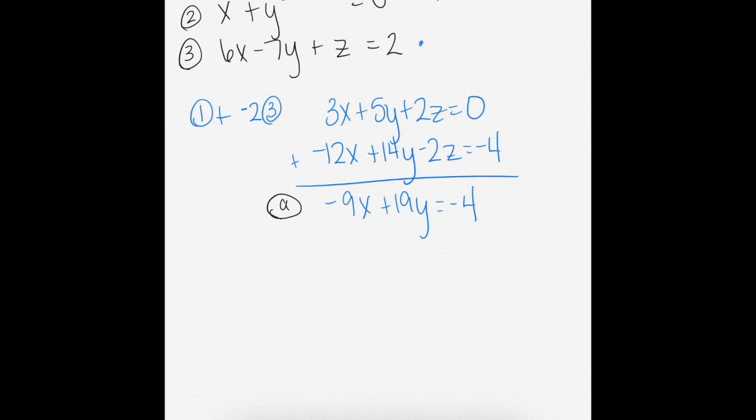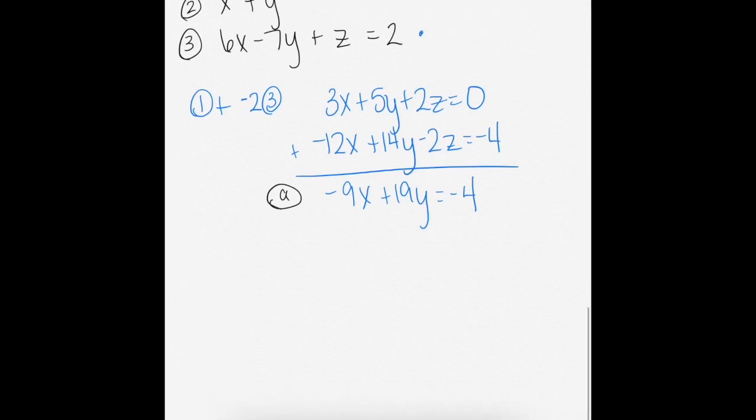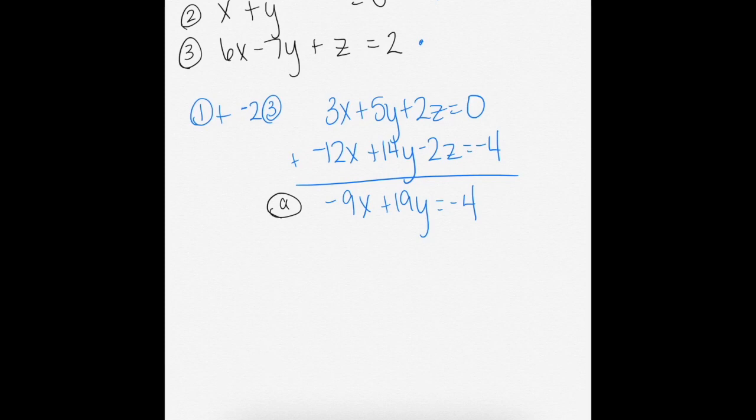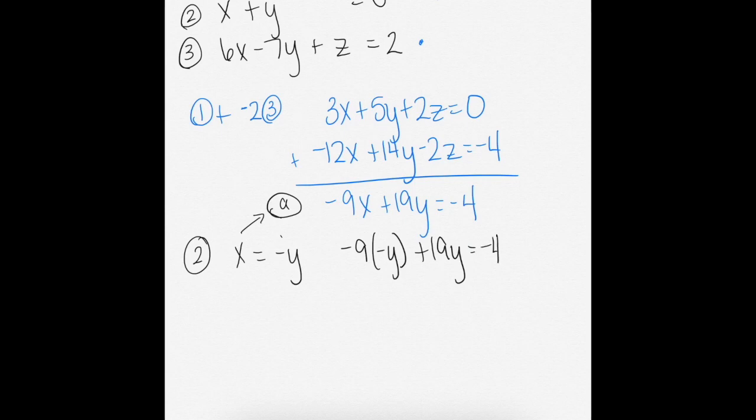So for this one, I can do it either way, but this one is so nice, I almost want to do substitution. Let's go ahead and do substitution. If I use equation 2, let's just say x is equal to negative y. So I'm going to sub that in, plug it in to equation A. If x is equal to negative y, I'm going to take negative 9, instead of x, I'm going to write negative y, plus 19y equals negative 4.